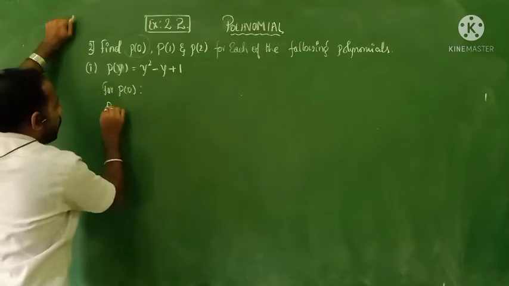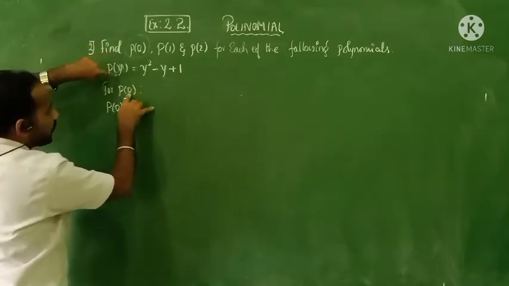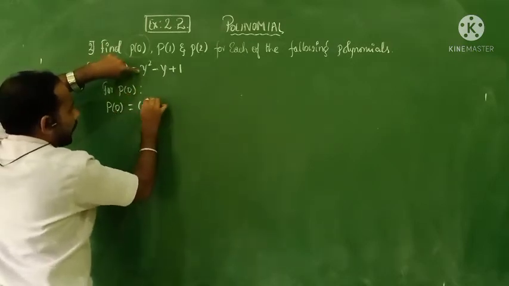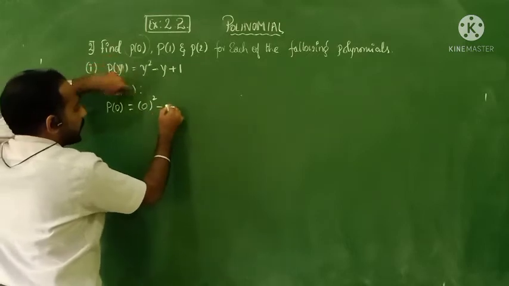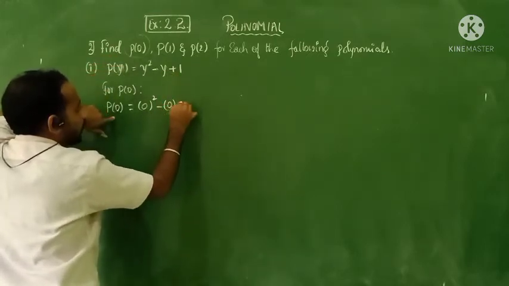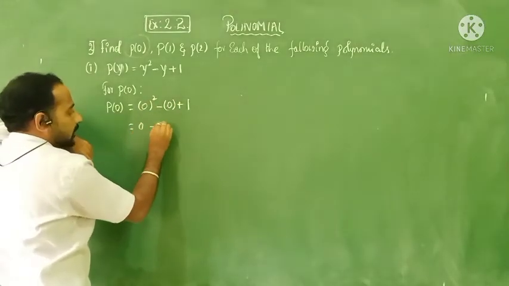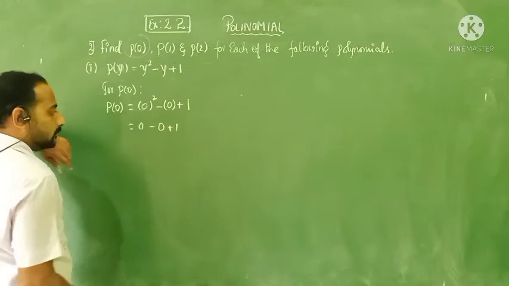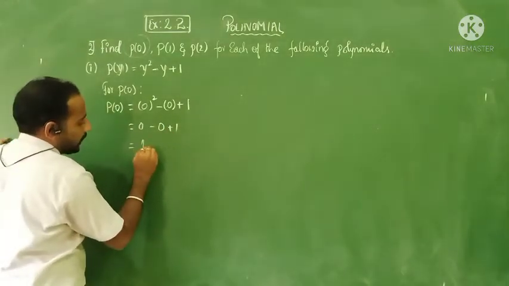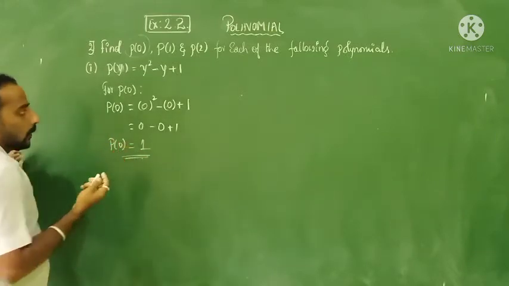So here P of 0 is equal to y. In the place of y we have 0 right now, so 0 whole square. Just substitute that value. And y is 0, plus 1. 0 square is 0, minus 0, plus 1. So then 0, just leave it, and what is remaining is plus 1. So P of 0 is 1.